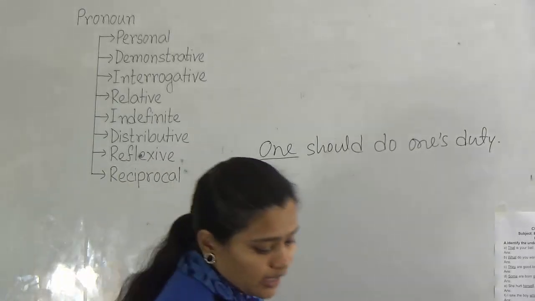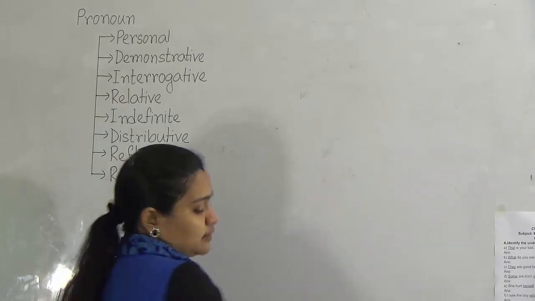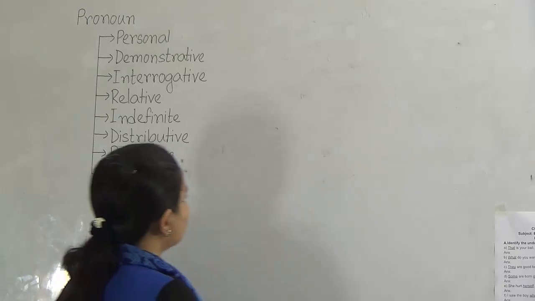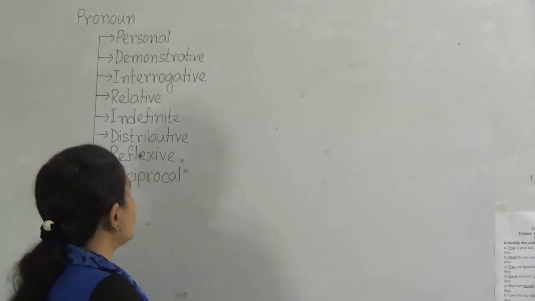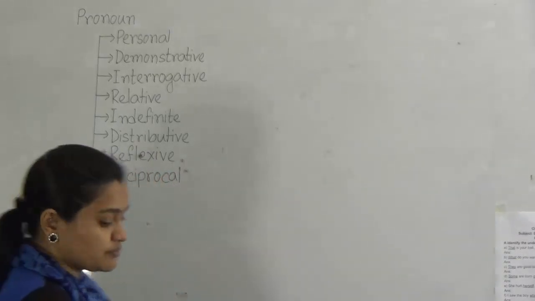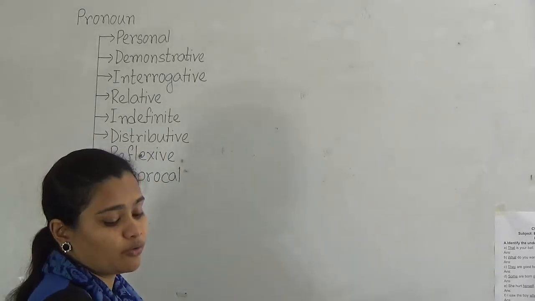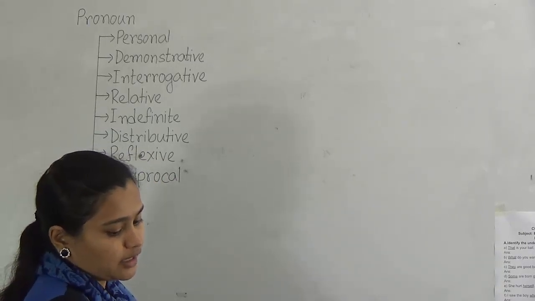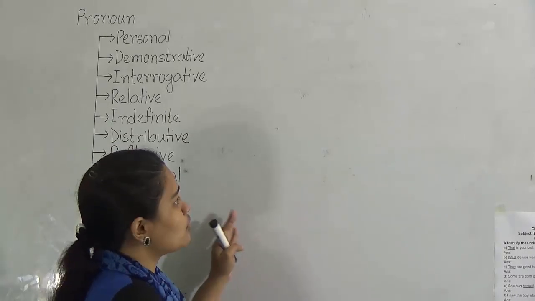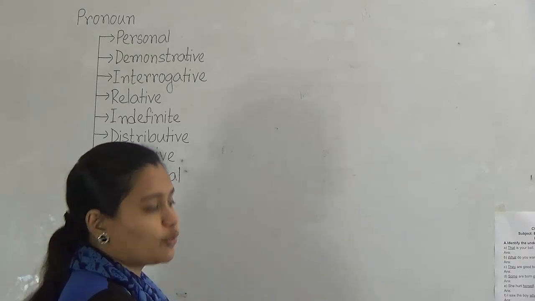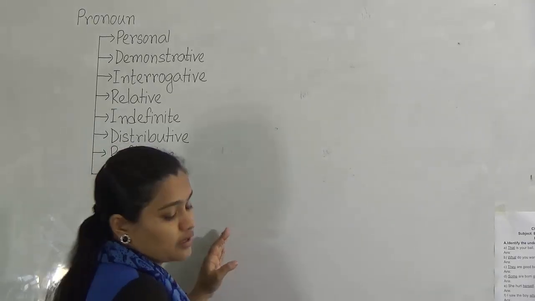Now we will go to distributive pronoun. Examples of distributive pronouns are each, either, neither, etc. You will use distributive pronouns when you want to separate one person or thing from a group of persons or things, and those pronouns always take a singular verb. So remember this point. Distributive pronouns are always singular and they will take a singular verb.